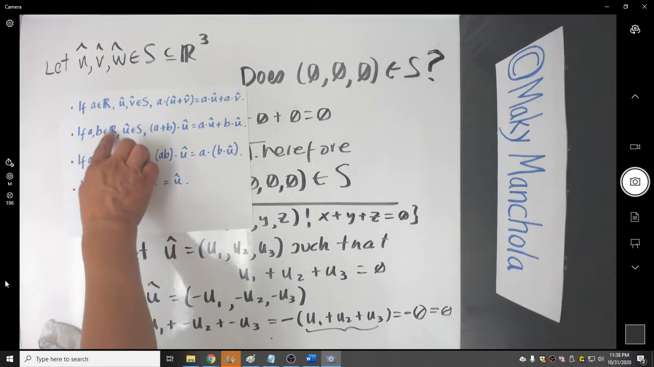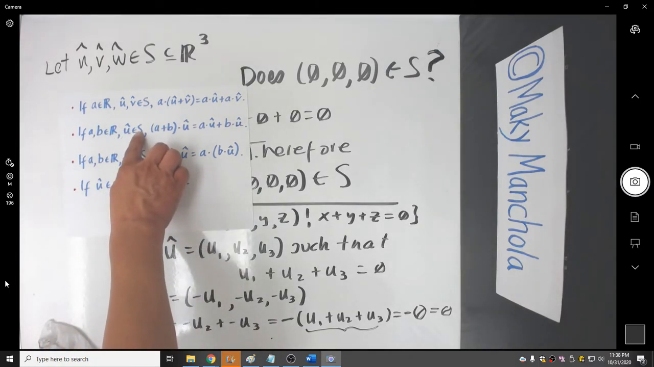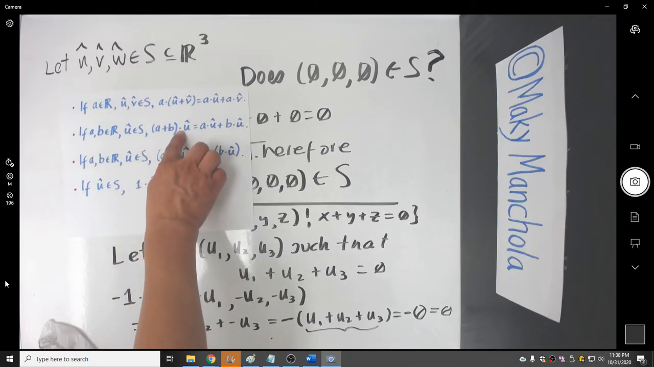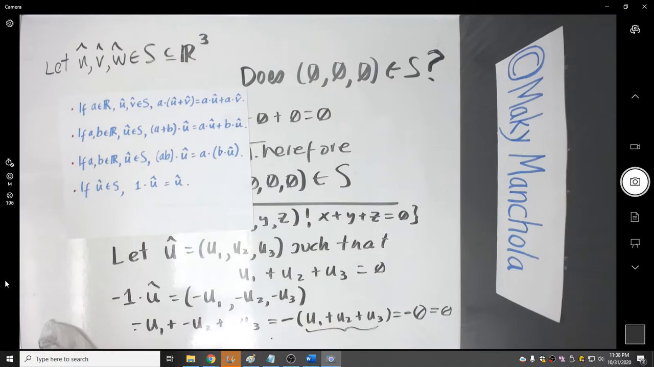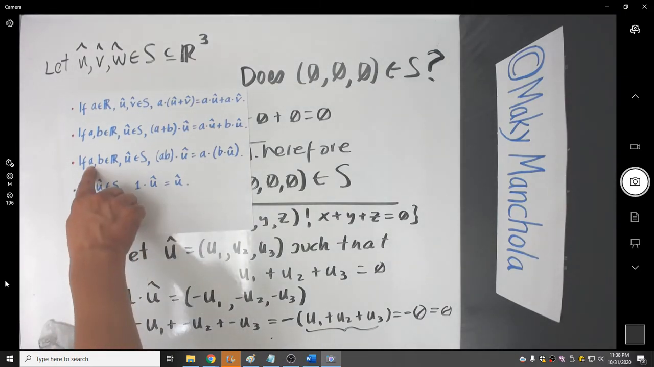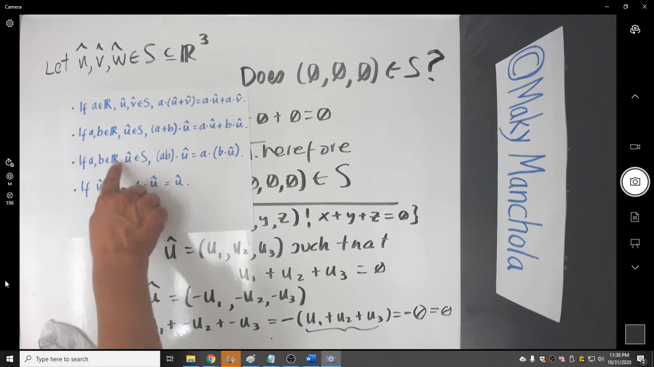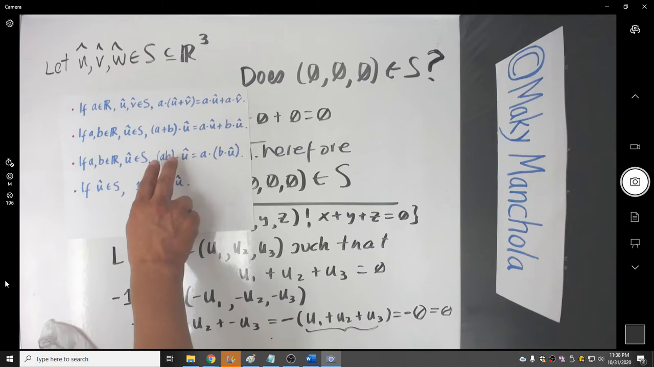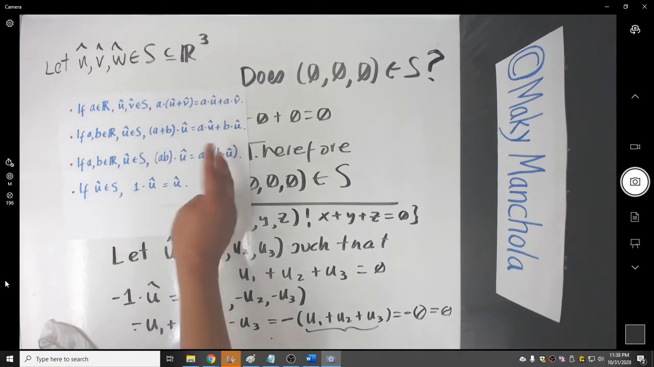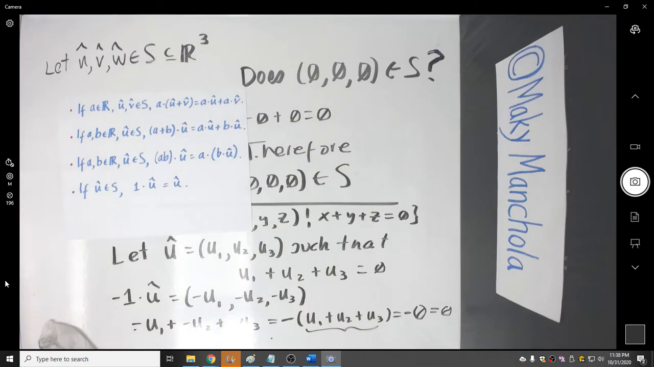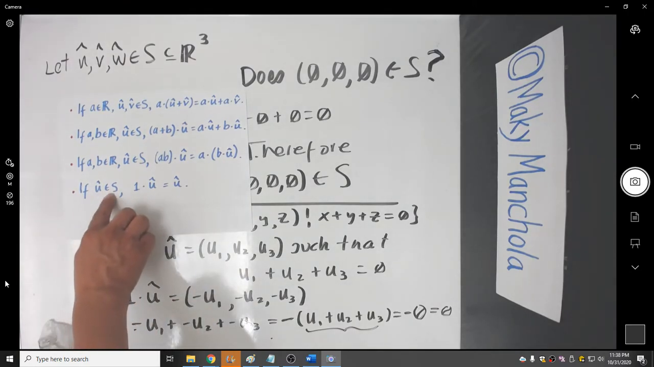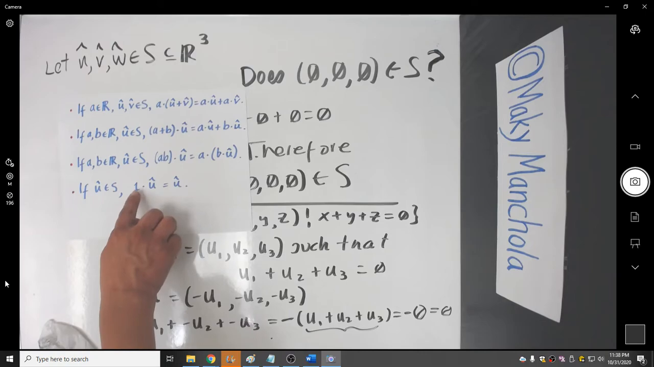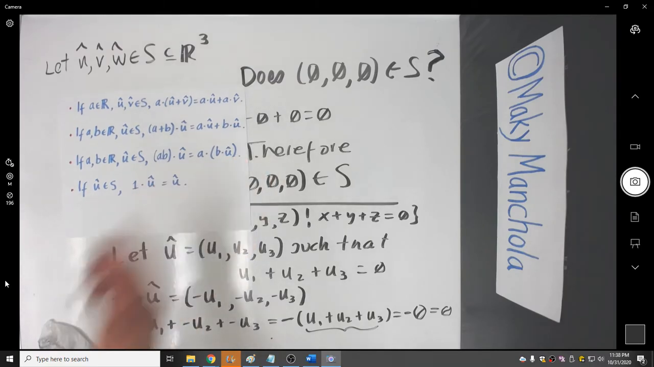If A and B are real numbers and U is an element of S, distribution of scalar multiplication over field addition is satisfied. If A, B are real numbers and U is an element of S, the field multiplication and the scalar multiplication obey an associative property. And finally, if U is an element of S, the scalar product of the multiplicative identity of R and U is equal to U.